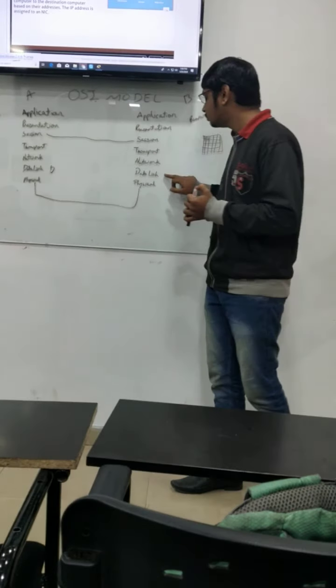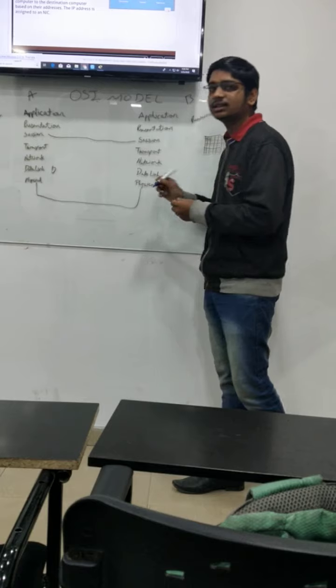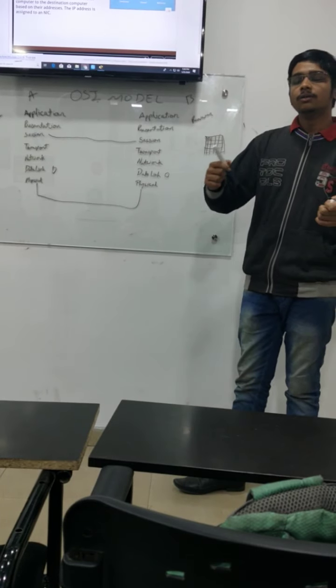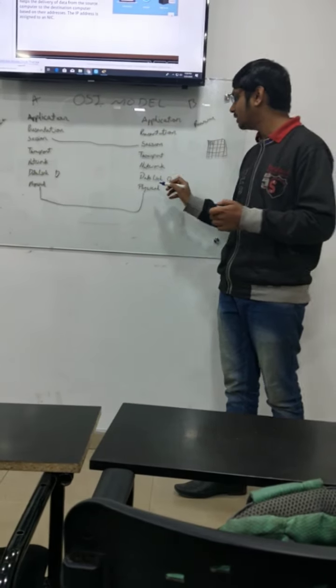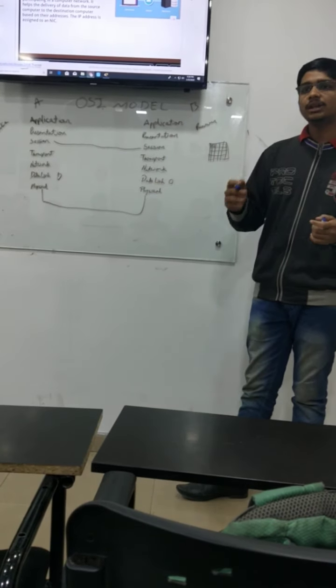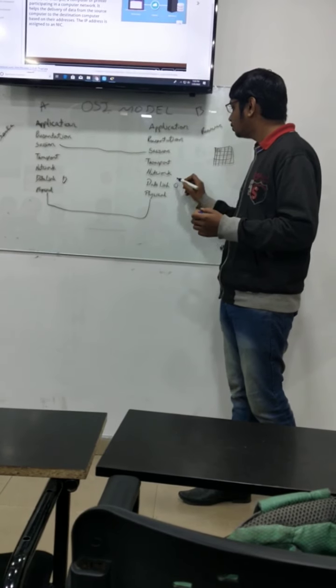As it comes to the data link layer, it checks whether the packet received has the same MAC address which our machine has. If the MAC address doesn't match, then the data link layer will discard that message, saying this message is not for us. And if it matches, then it sends it to the network layer.